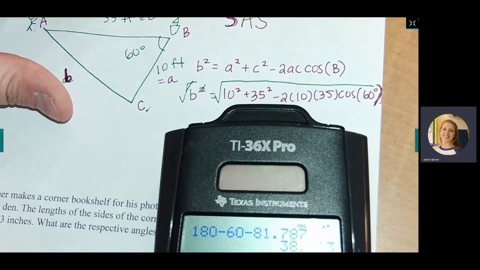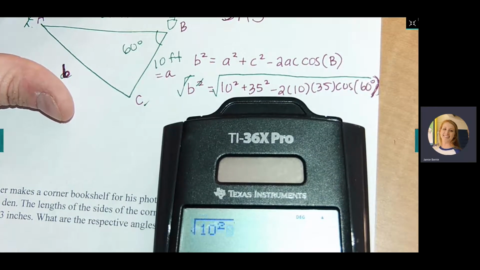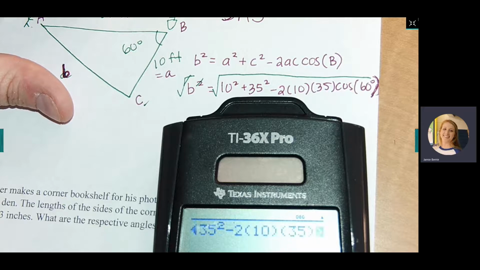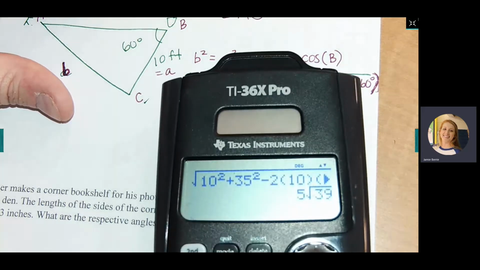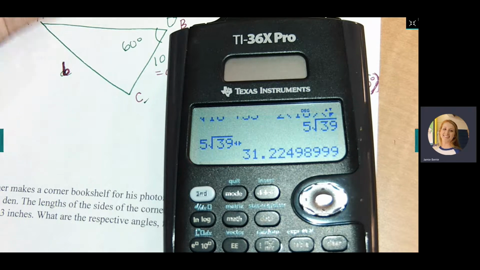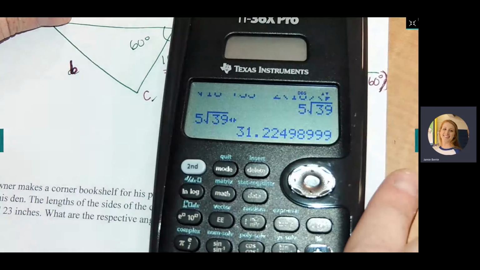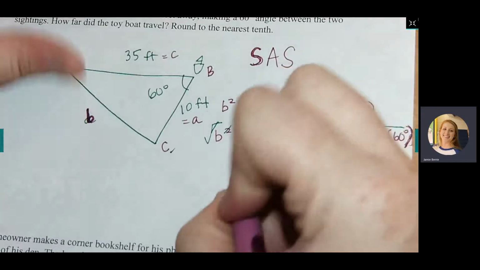All right, so let's type that in. Square root of 10 squared plus 35 squared minus 2 times 10 times 35 times cosine of 60. Make sure you're in degree mode. 31.225. And sorry, we're supposed to round to 1 decimal place, so what would that be? Yep, just 31.2. And that's all you have to do.